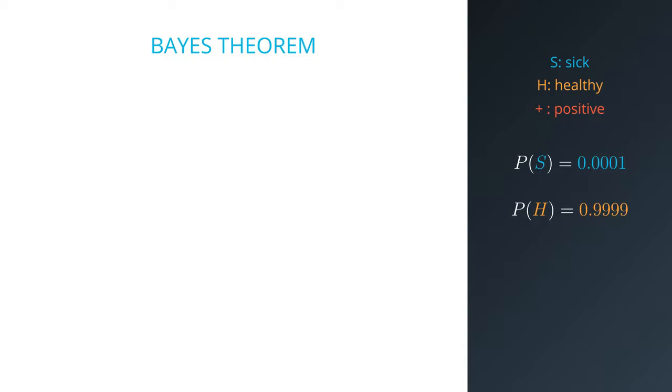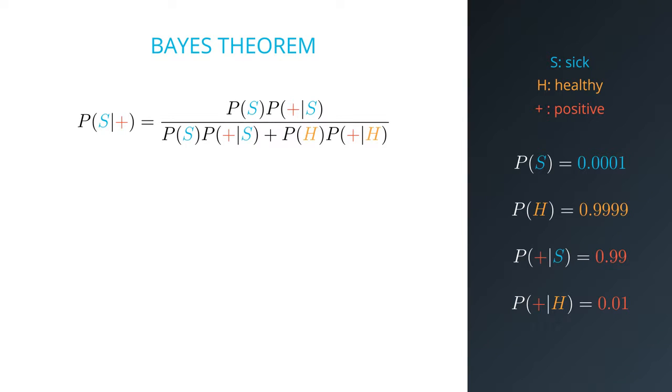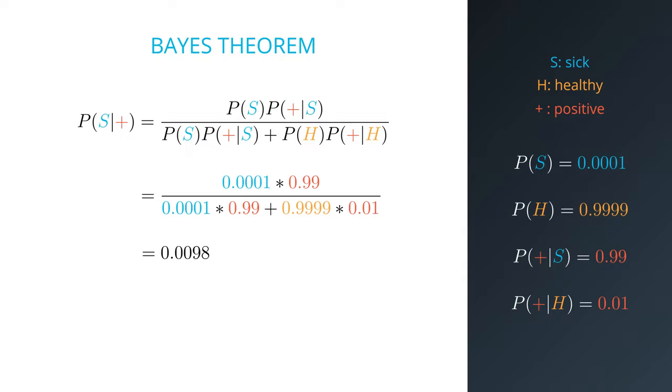Since the test has 99% accuracy both for sick and for healthy patients, we see that P of plus given S is 0.99, the probability that the sick patient will get correctly diagnosed. And that P of plus given H is 0.01, the probability that the healthy patient will get incorrectly diagnosed as sick. So plugging this into the new formula, we get that the probability of being sick when diagnosed as positive is exactly 0.0098, which is less than 1%.